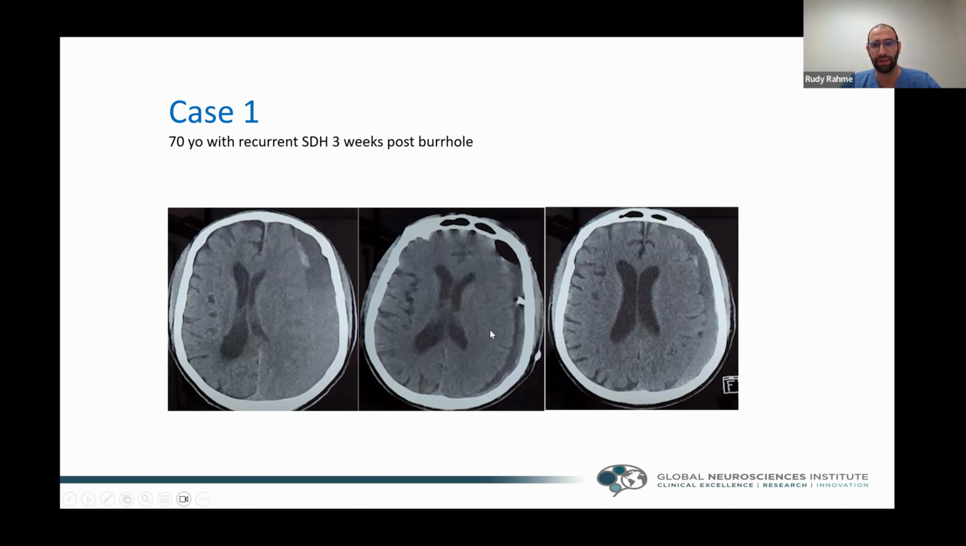This was the initial post-op scan. And then after, you can see that it recurred about 3 weeks later. We're talking about essentially pretty much the same, but just less volume, and it looks like it has a potential to continue to grow.